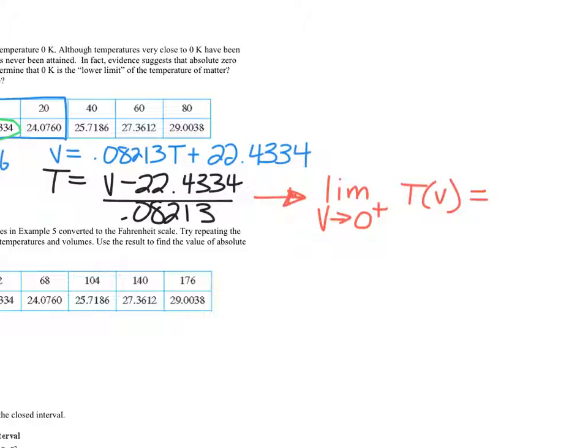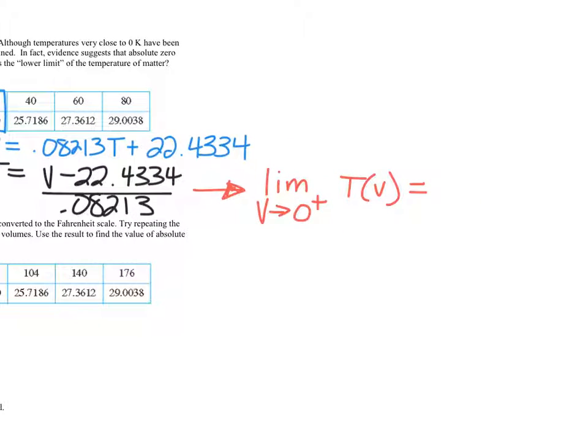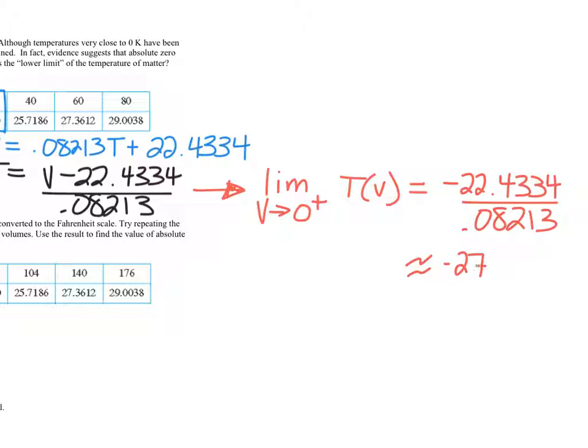If I plug in a 0 for v, I'm going to get negative 22 point blah, blah, blah over 0.08213, which is going to give us negative 273.145 degrees Celsius.